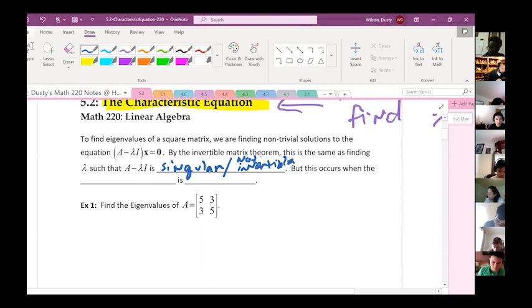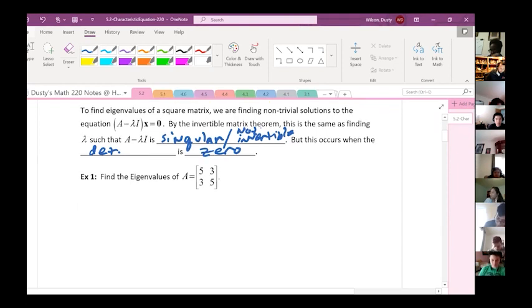But this occurs when, remember, we had that long theorem of ways that a matrix could be invertible or not invertible. And I had you add one to the list. What's the one that I had you add to the list? It's invertible when the determinant is not 0. So it's singular, or not invertible, if the determinant is 0. Kind of using it on the flip-flop side.